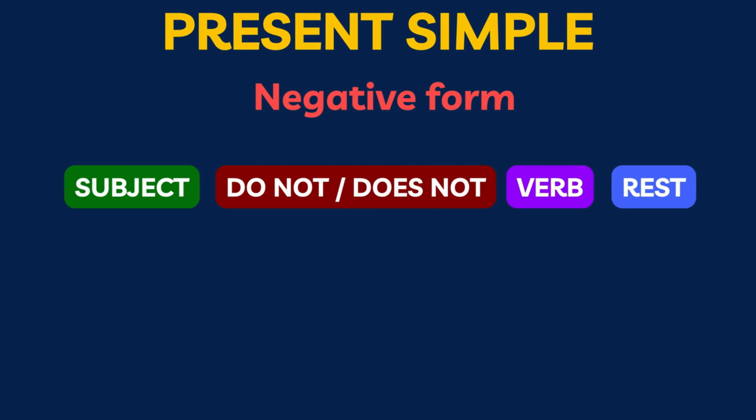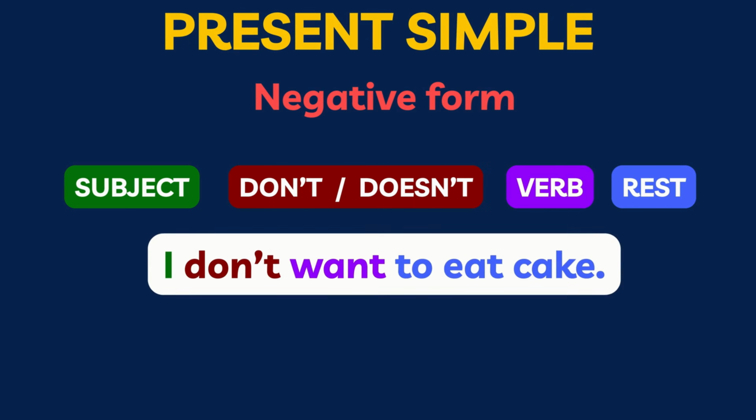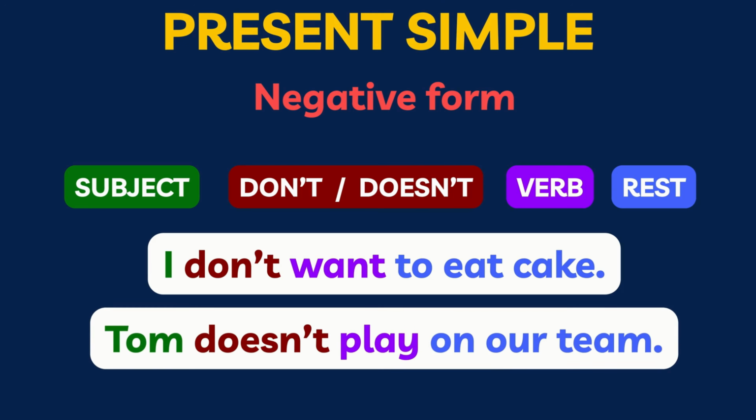You can also use the contracted form don't or doesn't. For example, I don't want to eat cake. Tom doesn't play on our team.